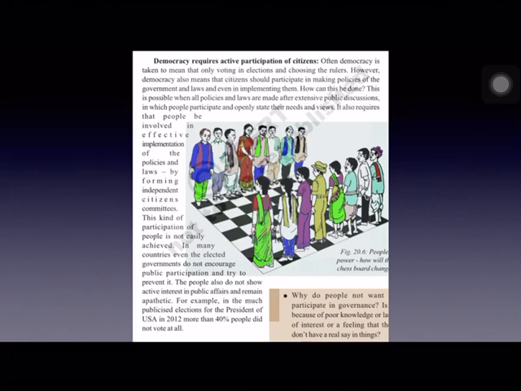More often, people also do not show much interest in public affairs. For example, in the presidential elections of USA in 2012, more than 40% of the people did not exercise their right to vote. That means they did not vote at all. This shows that people have no interest in participating in public affairs.